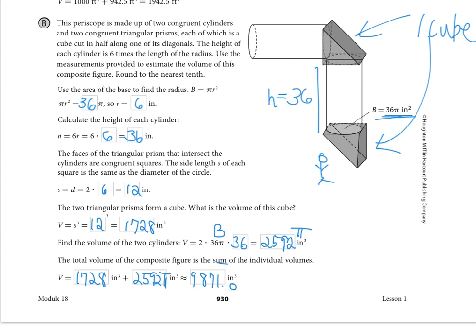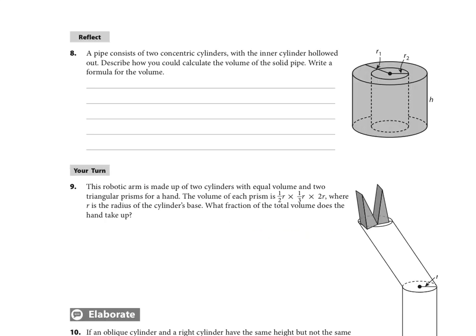So those are some composite figures to get you guys started. I do want to talk through the next one at the top of page 931. We don't have any actual measurements, but we have this time a pipe consisting of 2 concentric cylinders with the inner cylinder hollowed out. Whenever you see that word hollowed, instead of adding, notice we're going to be subtracting the volumes out.